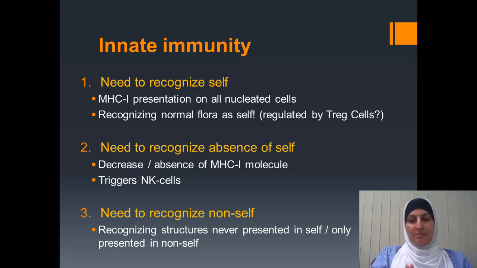First, the immune cells need to recognize self. They need also to recognize absence of self, and they need to recognize non-self. What do we mean by that? So how do these cells, the innate immune cells, how do they recognize self? How do they know that this cell is part of the normal cells of this person's cells? There must be an ID that defines this cell as a self cell.